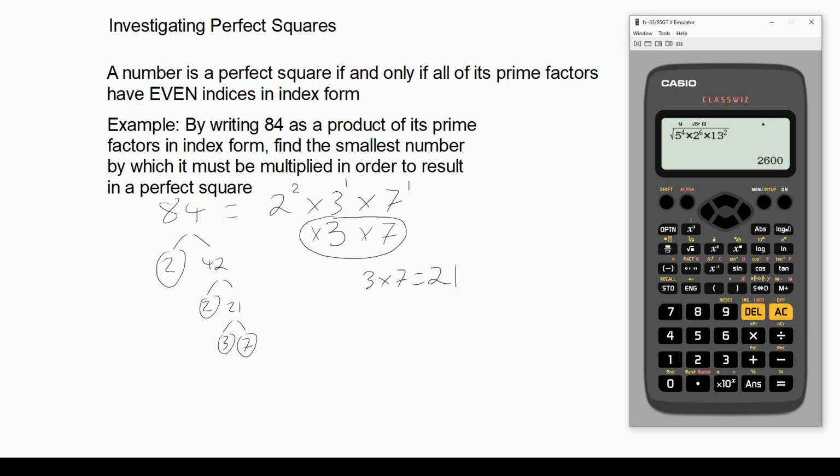And I can show that here. If I do 84 multiplied by 21, I get 1,764. If I square root this, I will get a whole number, 42, which proves indeed that my answer was the number which I multiply 84 by to get a square number. And it's the smallest such number.